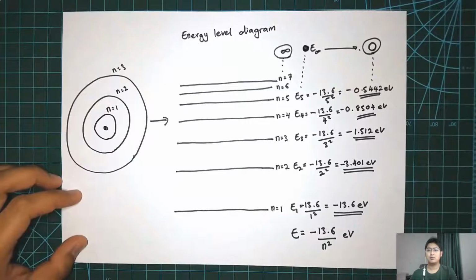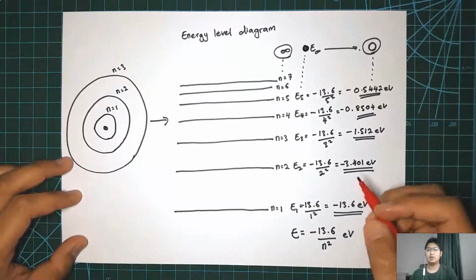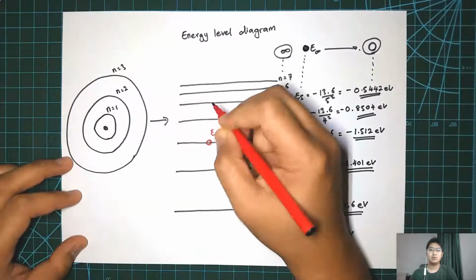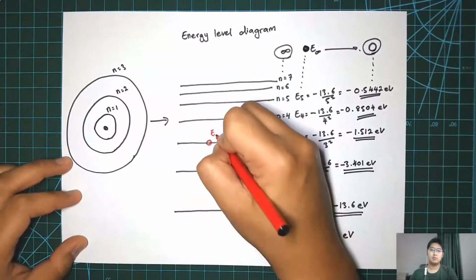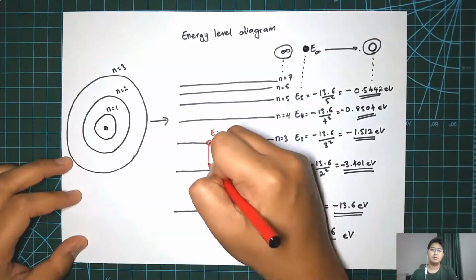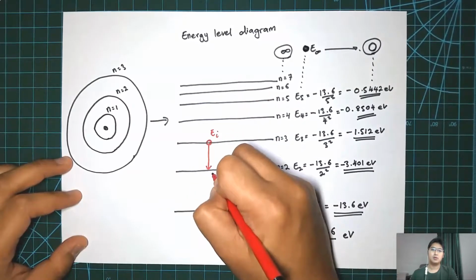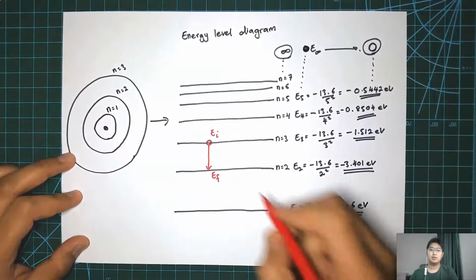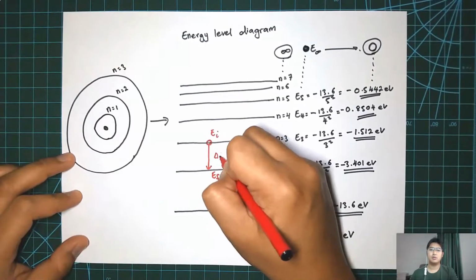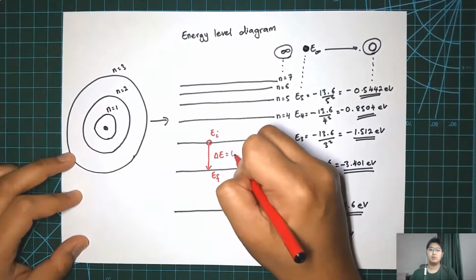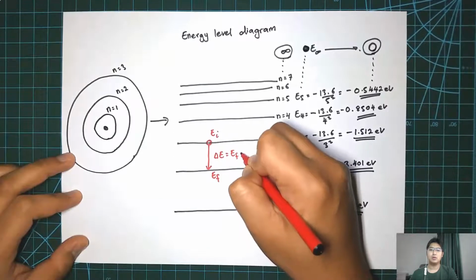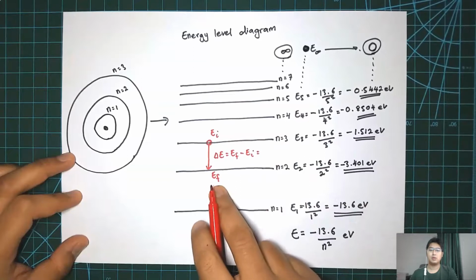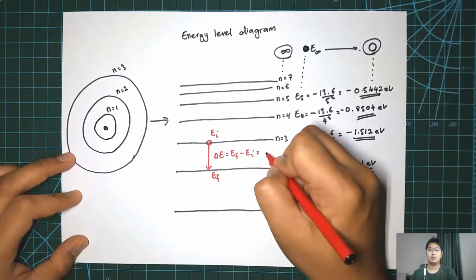So it increased from negative 13.6 electron volt to 0 electron volt. Let's say this is one example, the transition of the energy of the atom, the transition from energy level 3 to energy level 2. The energy drops from energy level 3 to energy level number 2. This is for the Balmer series.